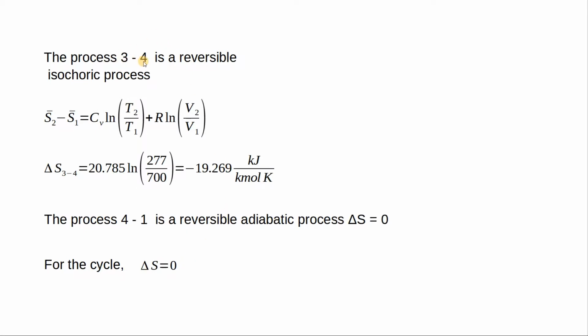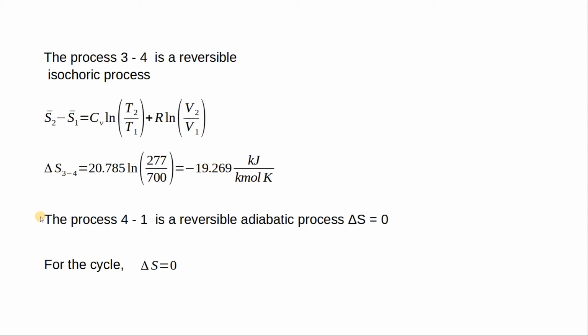For the process 3 to 4, which is a reversible isochoric process, that is the volume is the same, we use the equation S2 minus S1 is equal to Cv ln T2 by T1 plus R ln V2 by V1. We choose this equation because it has the volume terms, and the volume term will now become 0 because the initial and the final volumes for the isochoric process are the same. So therefore this entire term becomes 0. Therefore we get delta S34 is equal to 20.785 ln 277 divided by 700, which is minus 19.269.